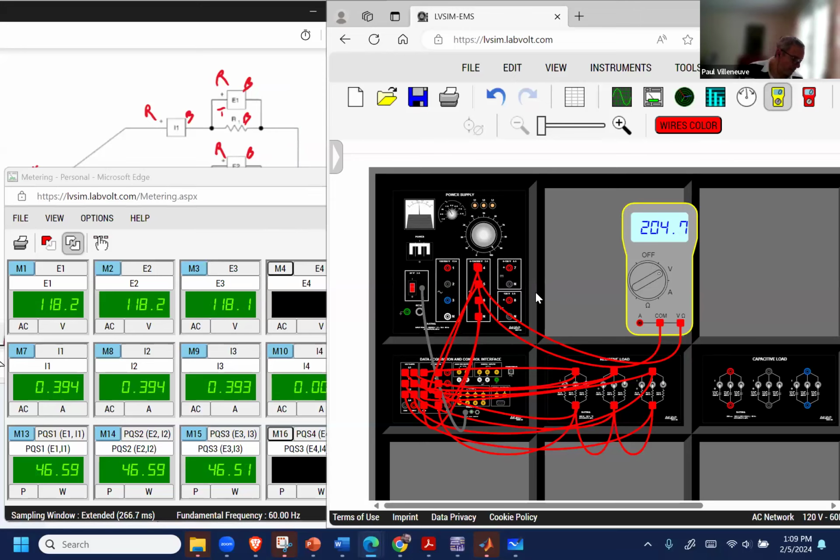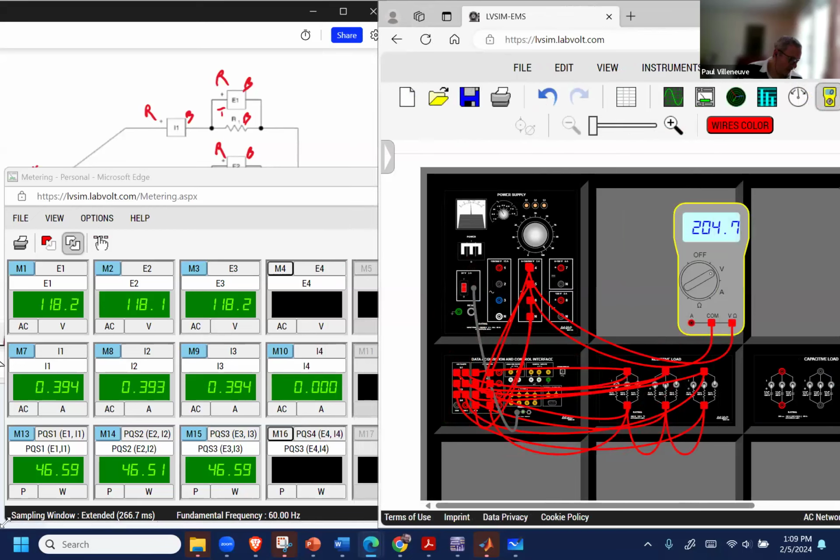Close enough for me. And here are my values for voltage, current, and I also have my power through here. And I'm not actually asking you to get the power. You will need to do that in the next step. So there. So I'm going to pause here.